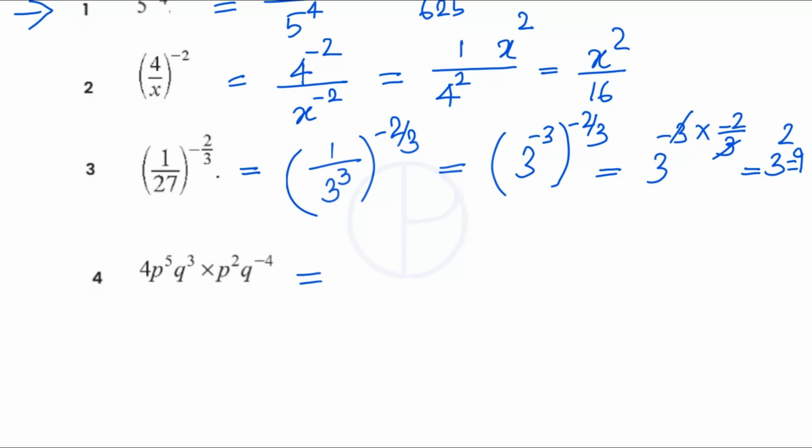And this is 4 P power 5 multiplied by P power 2. Add the powers. 5 plus 2 is 7. Then Q power 3 and negative 4. So 3 minus 4 is negative 1. Okay. This can be written as 4 P power 7 divided by Q.